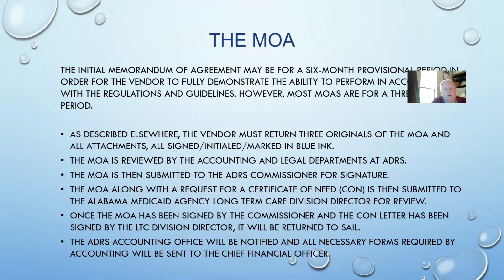The MOA, along with a request for a certificate of need, is then submitted to the Alabama Medicaid Long-Term Care Division Director for review. Once the MOA has been signed by the commissioner and the CON letter has been signed by the LTC Division Director, it will be returned to SEL. The ADRS accounting office will be notified and all necessary forms required by accounting will be sent to the Chief Financial Officer.